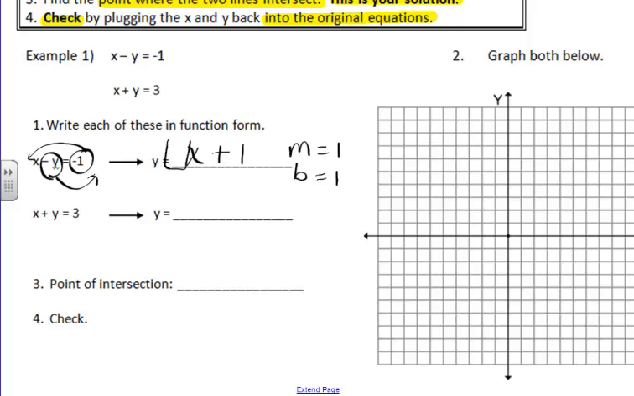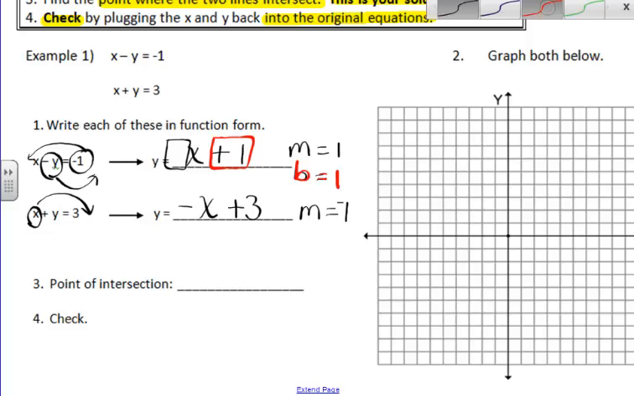Again, your slope is the number before the x, and your y-intercept is your b. Okay, let's get our other equation in the form that I want it to be. I'm going to move that x to the other side by subtracting it, and I will get negative x plus 3. My slope will be negative 1, and my b will be 3. Now, how do I graph this?